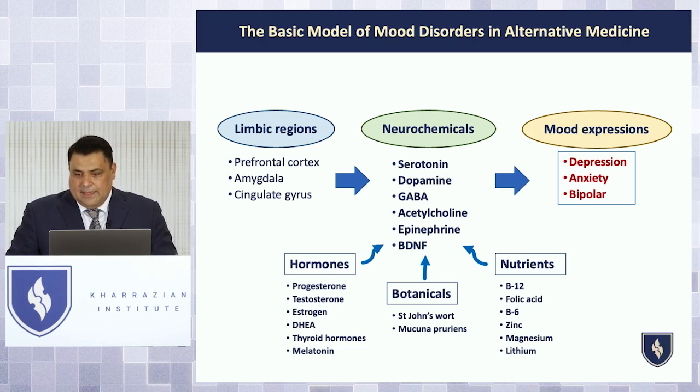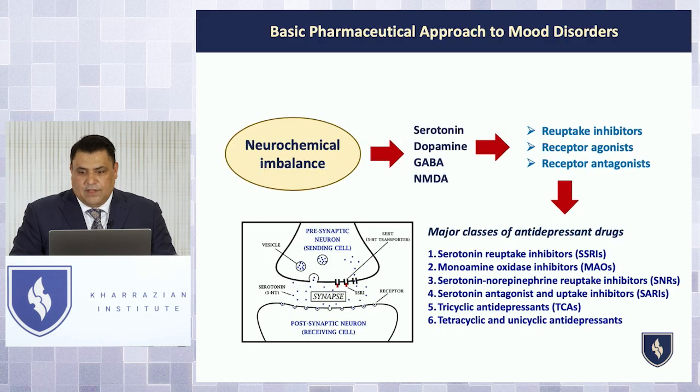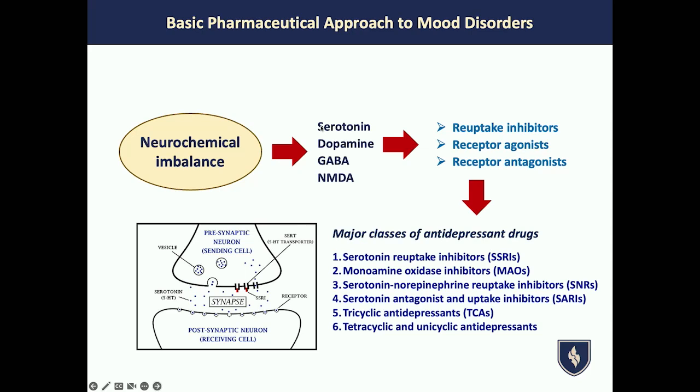So like, what's next? And then when you step back into conventional pharmacology approaches, basically they classify mood disorders as a neurochemical imbalance. Something's wrong with serotonin, dopamine, GABA, maybe the NMDA receptor. And for these neurotransmitters, you basically have either a reuptake mechanism, a receptor agonist mechanism, or a receptor antagonist mechanism. Then you can classify the major classes of antidepressants into serotonin reuptake inhibitors, MAO inhibitors, serotonin norepinephrine reuptake inhibitors, serotonin antagonist and uptake inhibitors, tricyclic antidepressants, tetracyclic antidepressants. They're all working to try to impact these neurotransmitter levels.